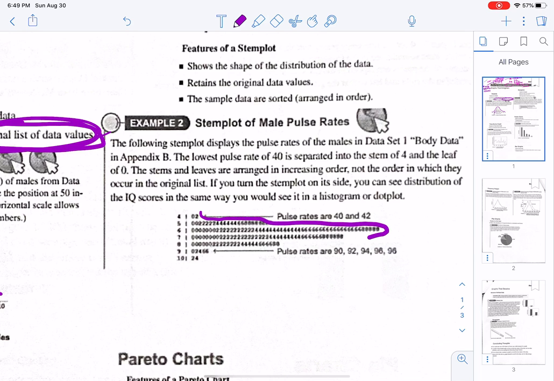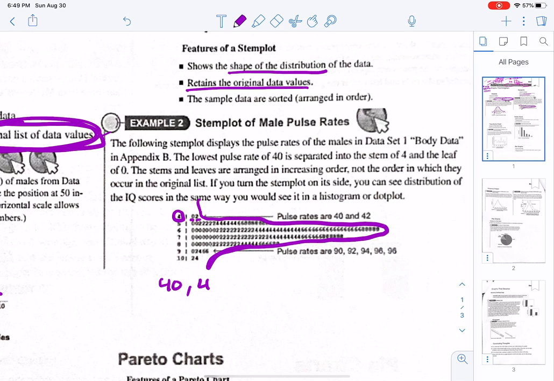So here's my bell-shaped curve, kind of. Okay, it's looking something like that. So the shape of the distribution is shown. It also retains the original data values. So the way that this is read, this 4 is here, and then you have the number 0 and the number 2. So my first data value would be 40.